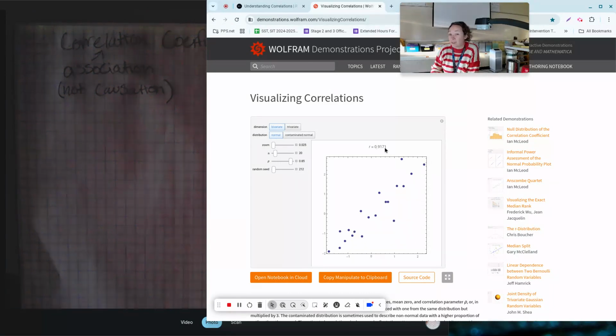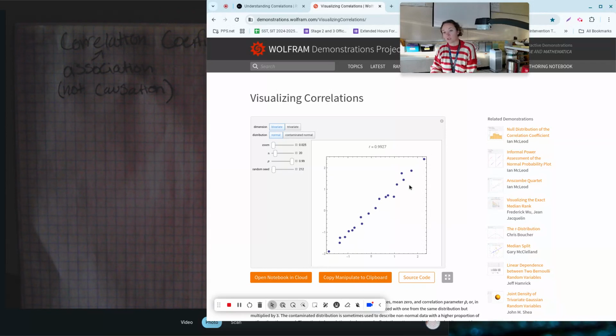All right, here's what a 0.9 would look like. You're supposed to just get a feel for what these different numbers look like. And notice that I can never go higher than 1, right? 1 is my boundary on the top and the bottom.